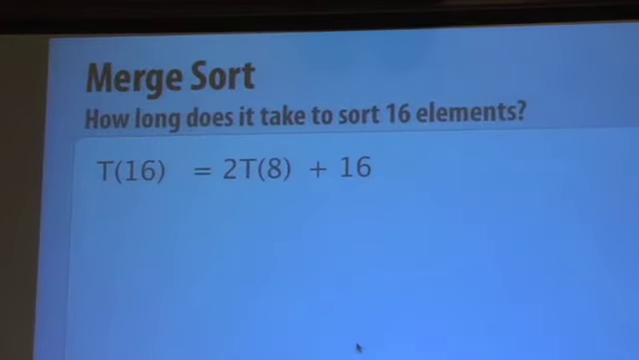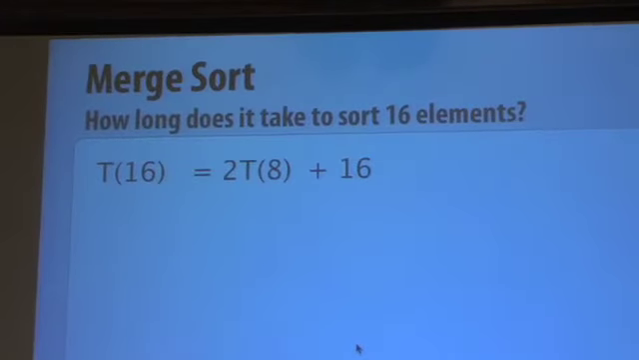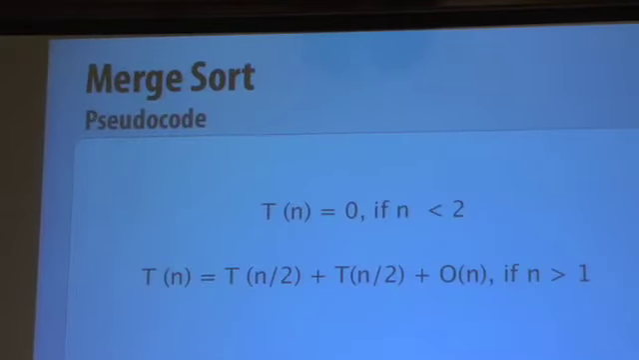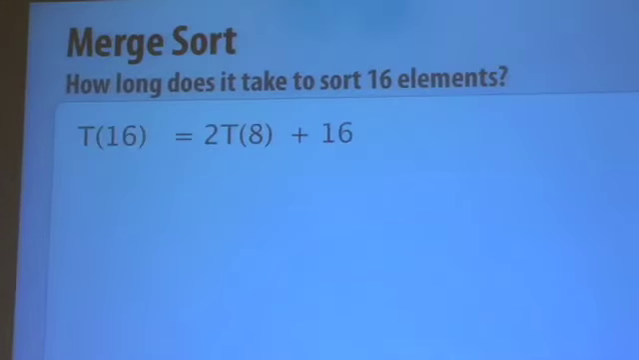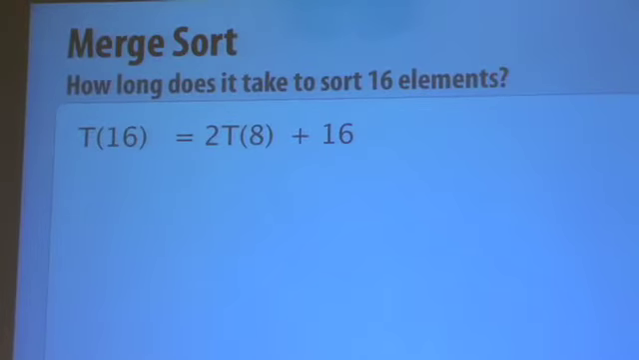So let's just plug these numbers into the formula. The formula, again, is T(n) = T(n/2) + T(n/2) plus some linear time. So let's do it. How long does it take to sort 16 elements? Well, T(16) is T(8) plus T(8), or 2 times T(8), plus 16 to do the merging. So sort the left half, sort the right half, plus the merging.